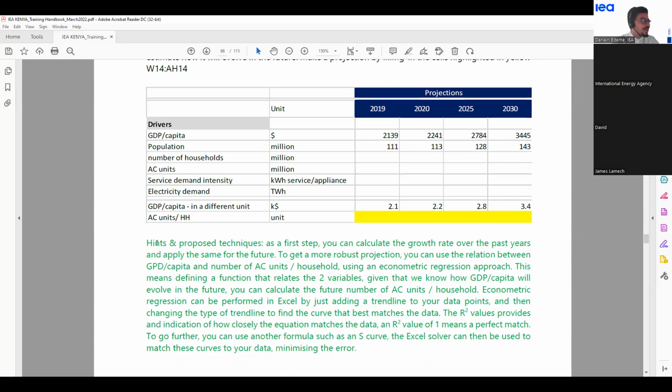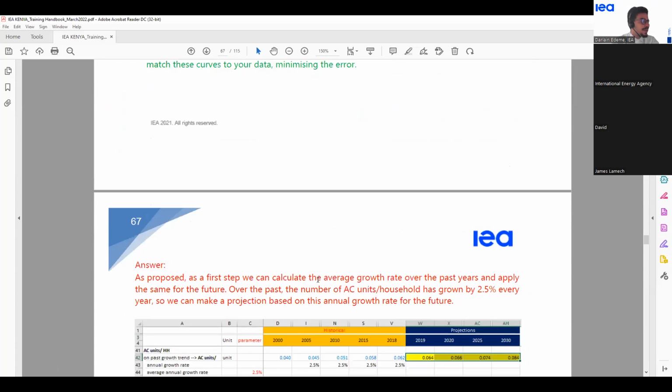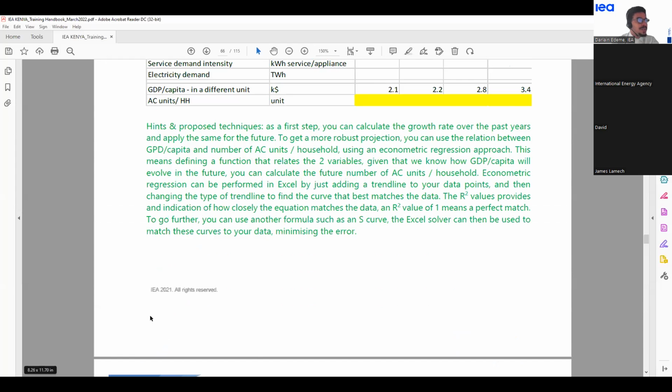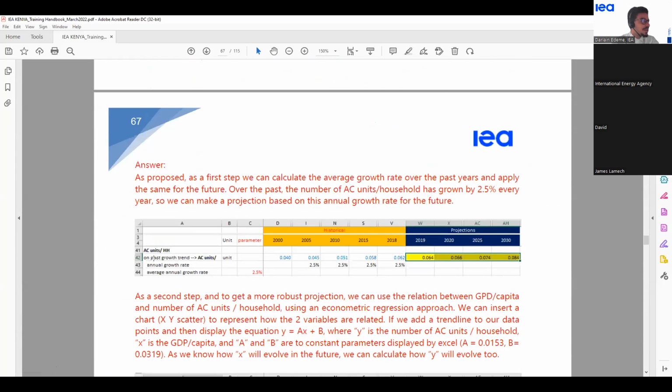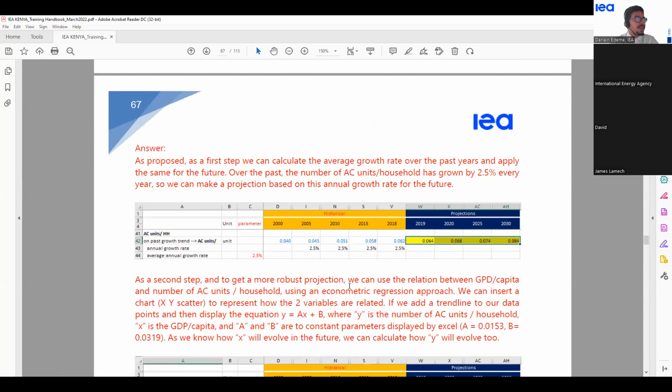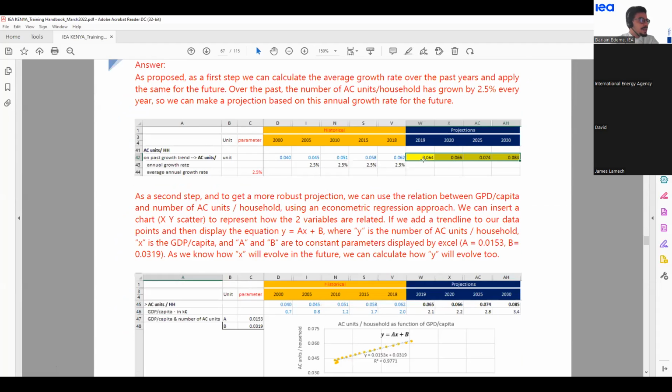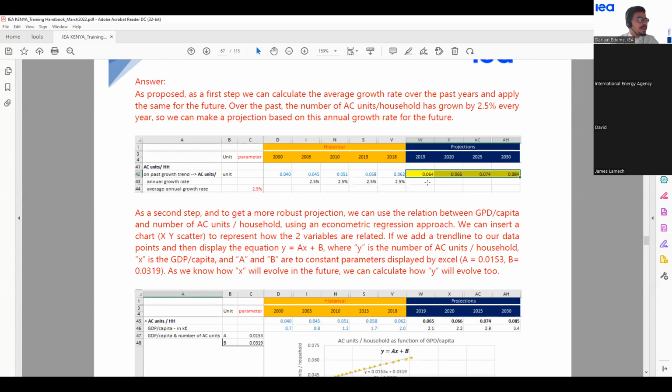We have different approaches. You can do it as we have done in the previous exercise, using a constant growth rate. You can calculate the average growth rate in the previous years, and use that same growth in the future. So you have this in the first part of the answer, and that's a simple approach.